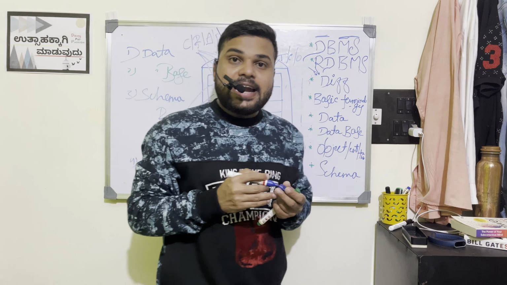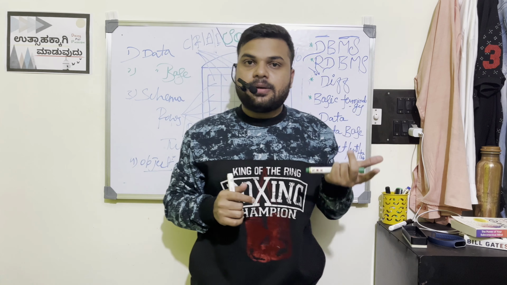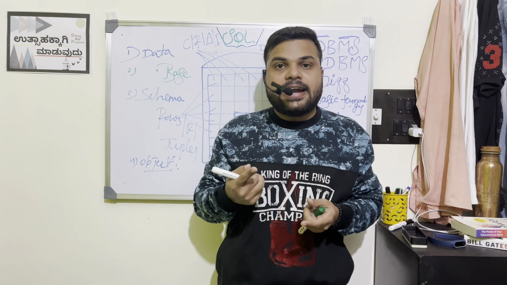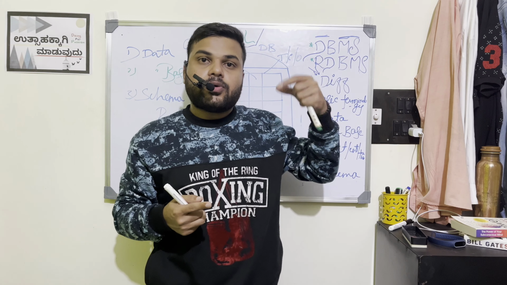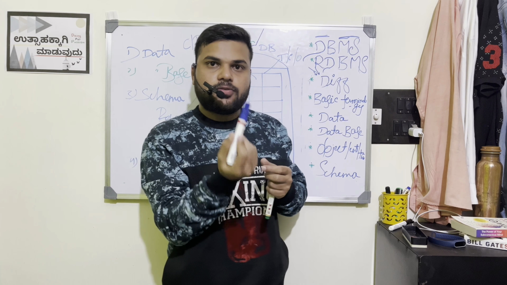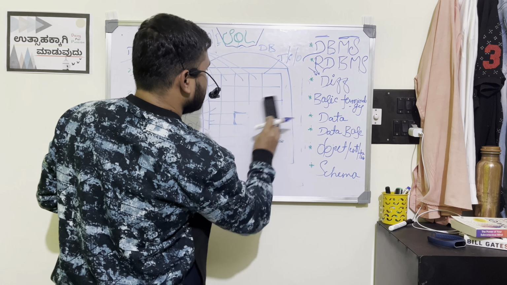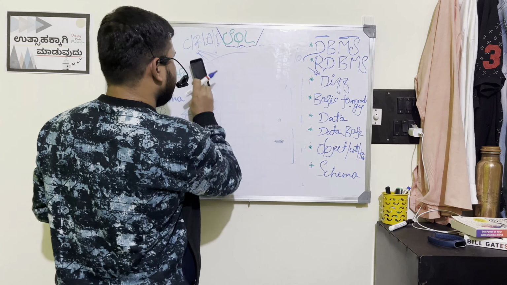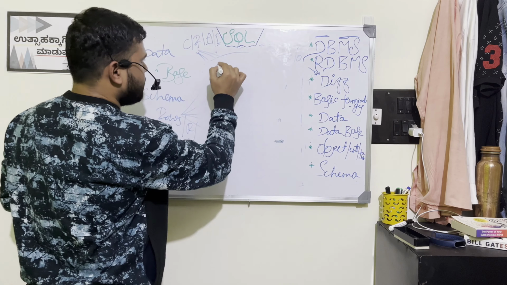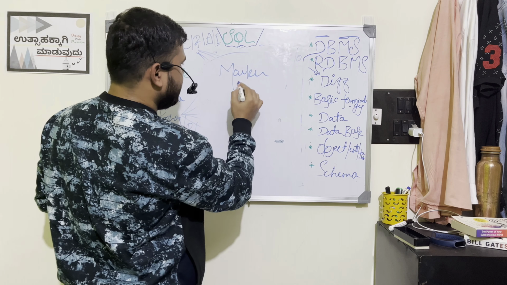Object is a real world entity. Each and every entity has its own attributes and properties which describe themselves. I will give an example of a marker. Consider a marker as a real world entity or object.